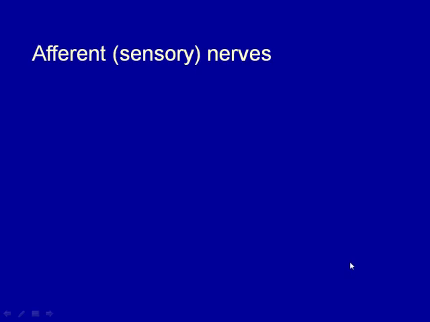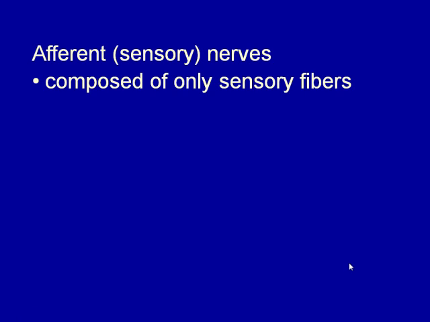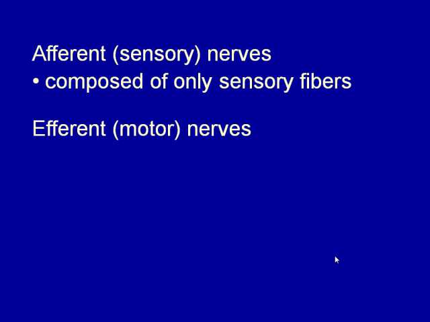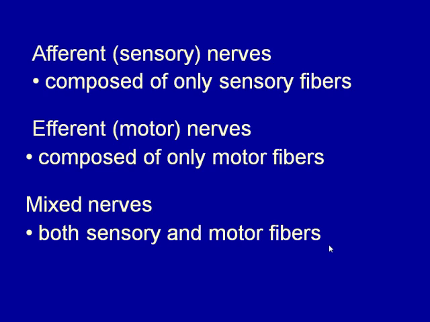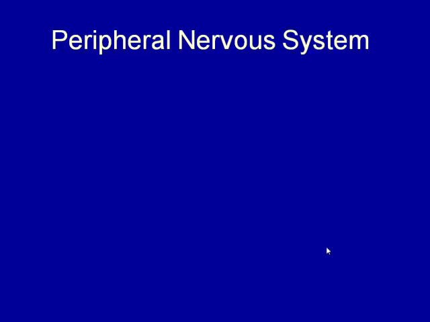Afferent nerves are the sensory nerves. Sensory nerves, remember, are input, and some nerves in the peripheral nervous system are strictly sensory. Efferent or motor nerves are going to be composed only of motor fibers, and motor fibers are carrying information away from the central nervous system. But most peripheral nerves are mixed nerves, that is, both sensory and motor fibers travel together in the same nerve.